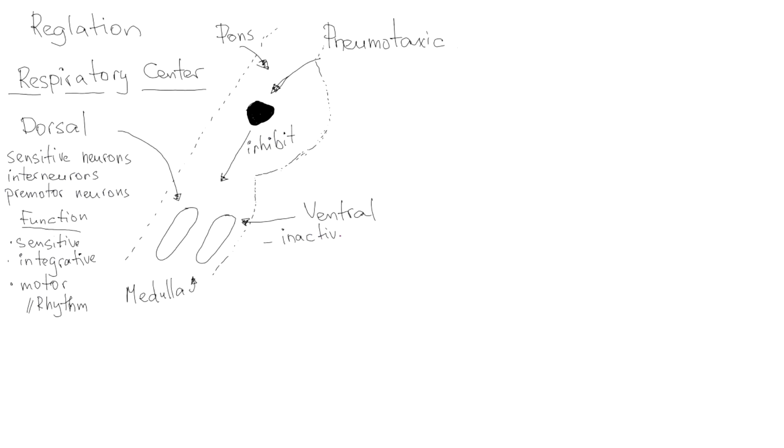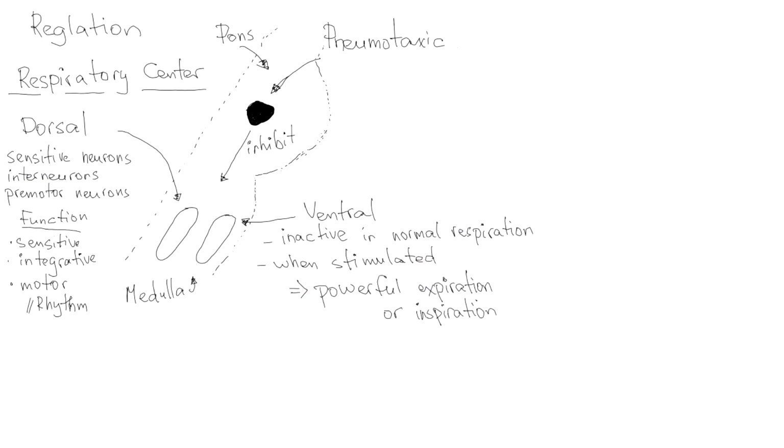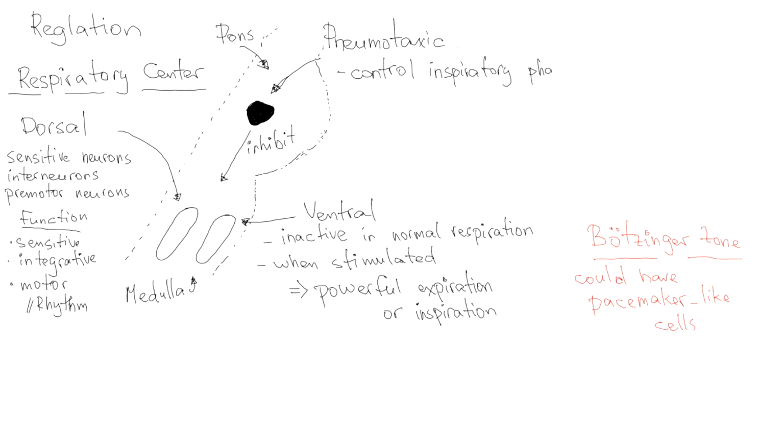The ventral group is inactive in normal respiration, but when it's stimulated, it empowers the inspirations and expirations. Recent research shows that there is a Botzinger zone that could have pacemaker-like cells, which also keep the respiratory rhythm. The pneumotaxic group has a special function of controlling the inspiratory phase. The reflex that stimulates the pneumotaxic group is the Hering-Breuer reflex.